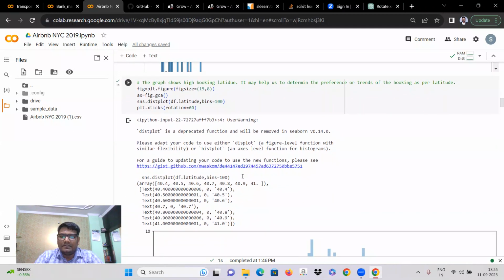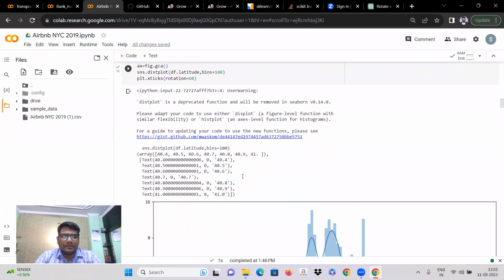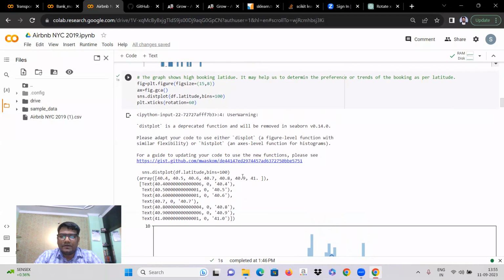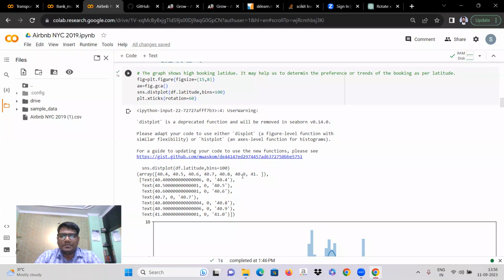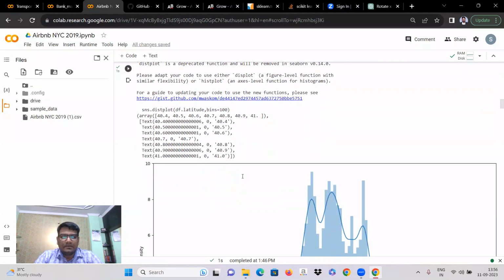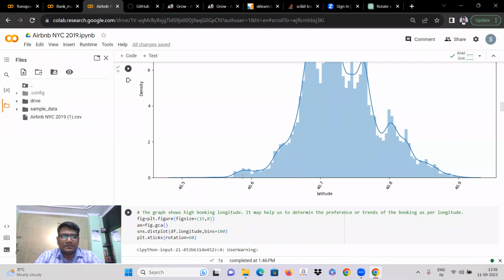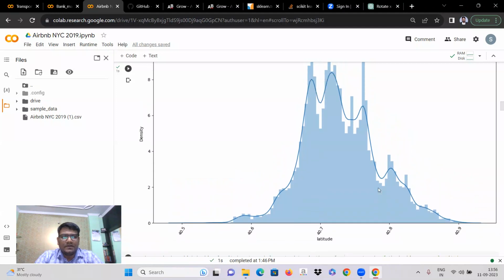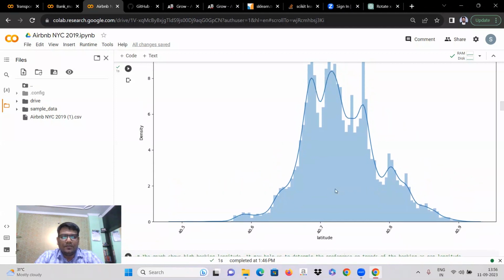Next we'll look at the latitude information, to see if there is some behavior where customers unintentionally prefer certain latitudes. And yes, we see that latitude 40.6 to 40.8 is where customers prefer to stay the most.